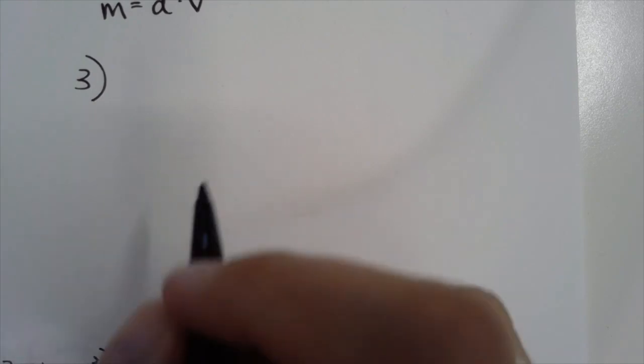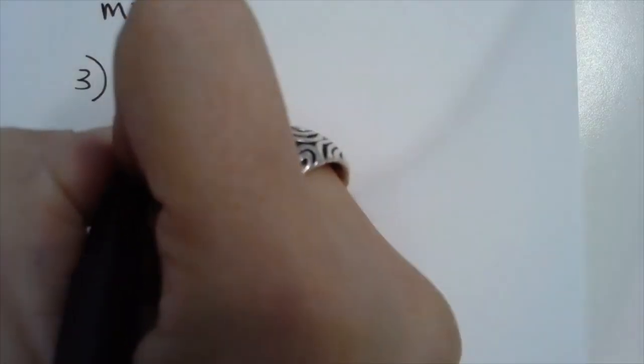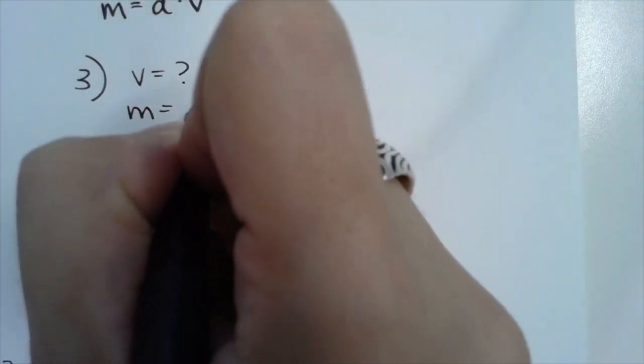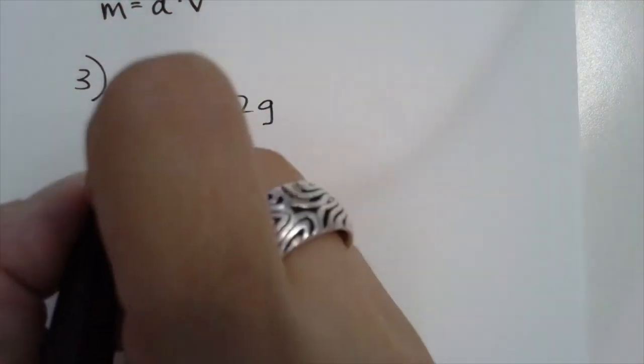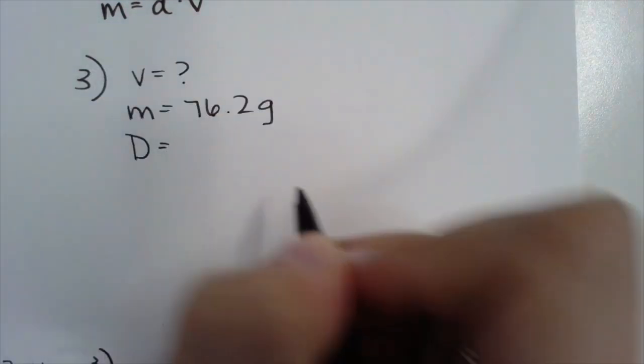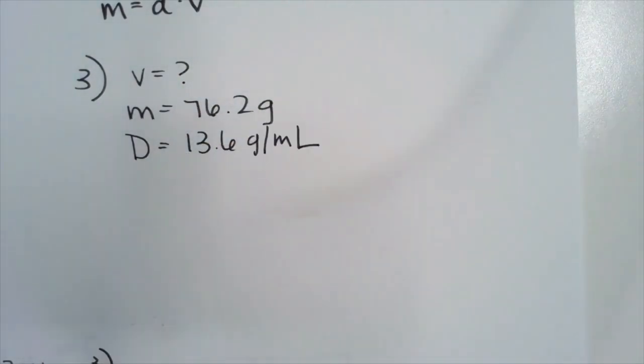So practice problem 3. What is the volume? We're trying to find volume here. We have not found this before. What is the volume of a sample of liquid mercury that has a mass of 76.2 grams, given that the density of mercury is 13.6 grams per milliliter?